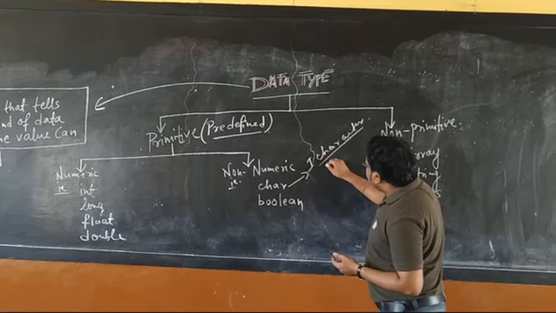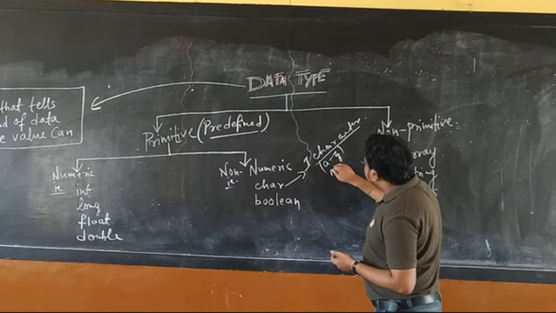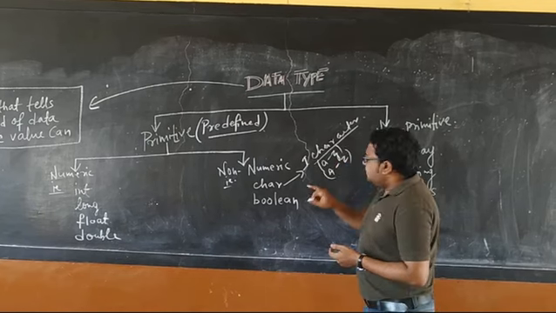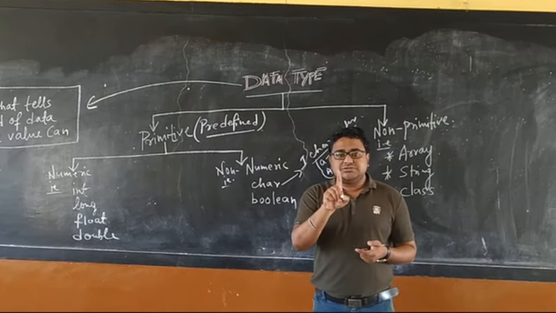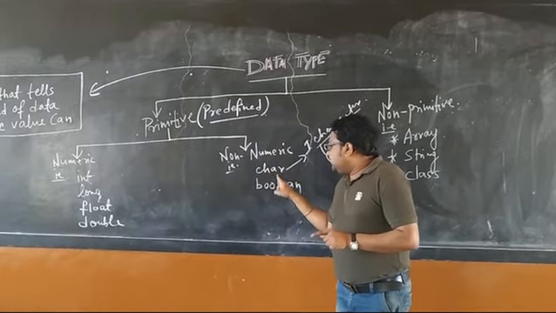From A to Z, small z and capital A to Z. A single character can be stored in a variable. The variable must be this type, char.